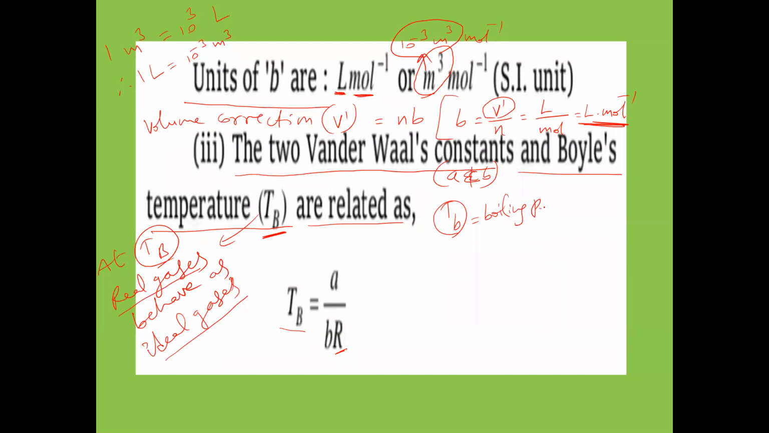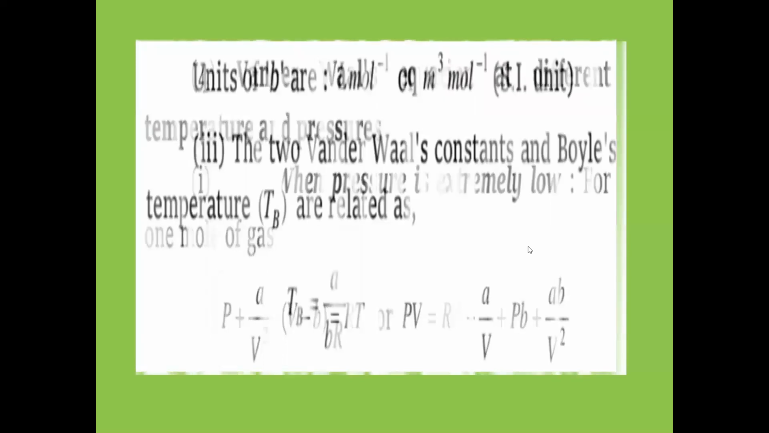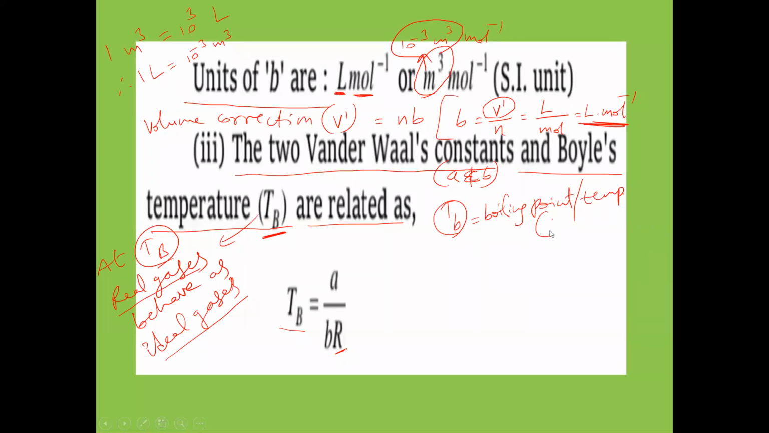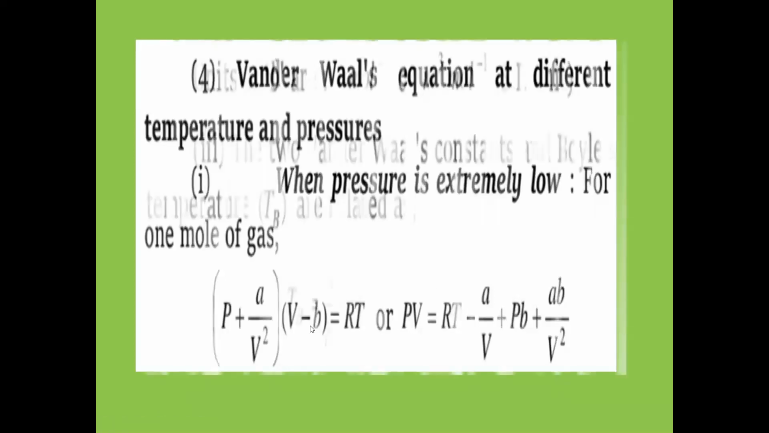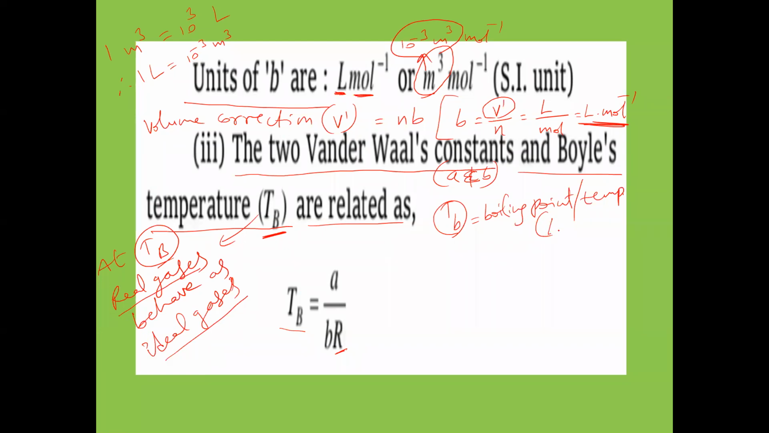Boiling point, otherwise we say boiling temperature, is different. The temperature at which liquid converts into gas is called the boiling point, boiling temperature. But this capital T subscript capital B is called the Boyle temperature. This Boyle temperature is given by a by Rb.